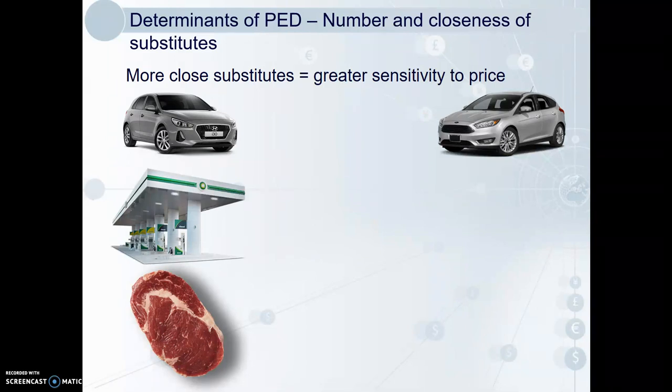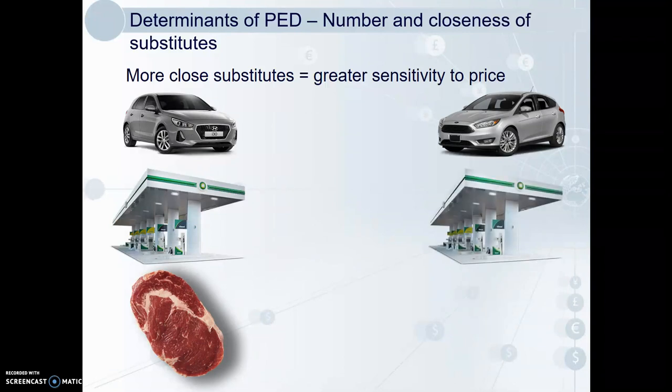What about petrol? If petrol prices go up, what do you do? Sure, you could buy an electric car or get an LPG conversion, but these are expensive options. So while electricity and LPG are substitutes, they aren't really close substitutes. Demand for petrol would be more inelastic. Beef, it's a red meat, a source of protein, so really you could just eat one of these instead. Demand would be relatively elastic. There's a close substitute.